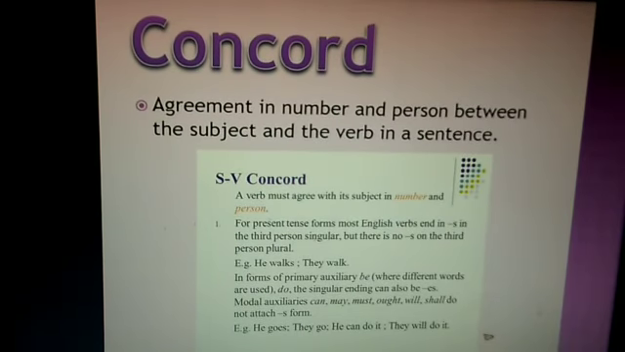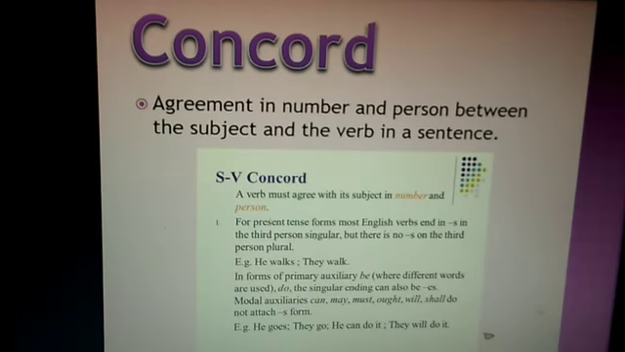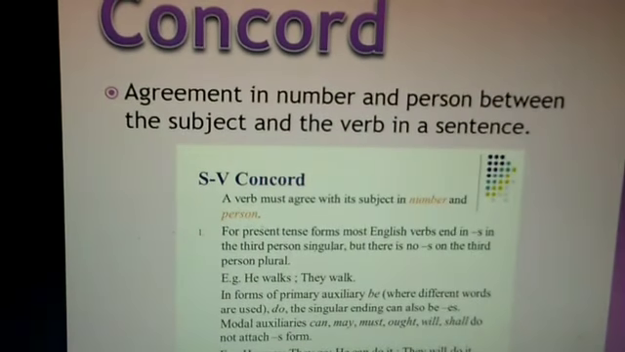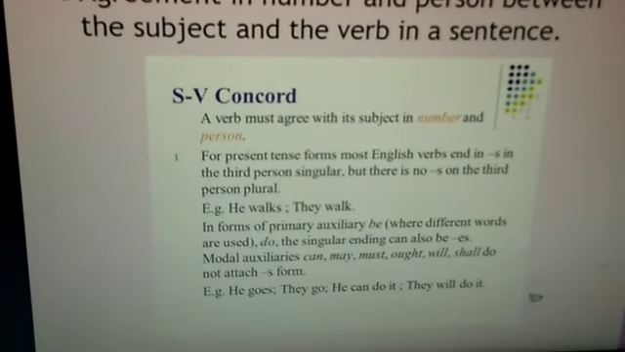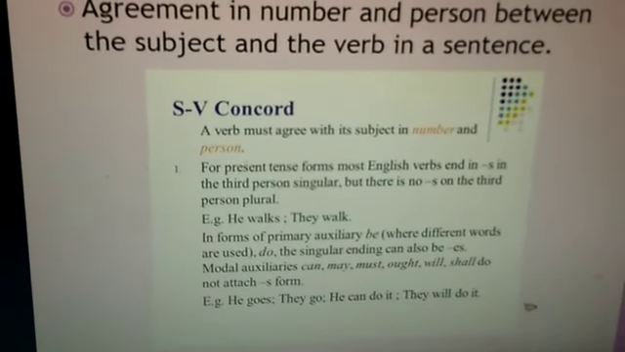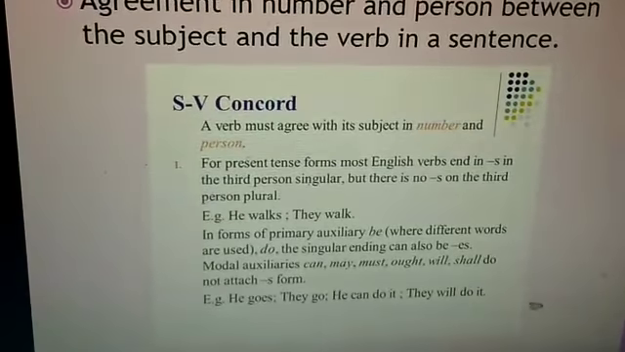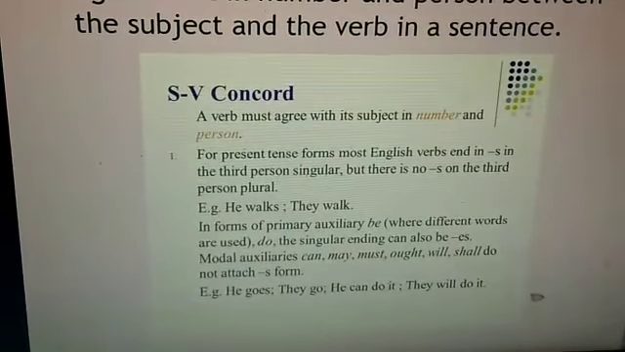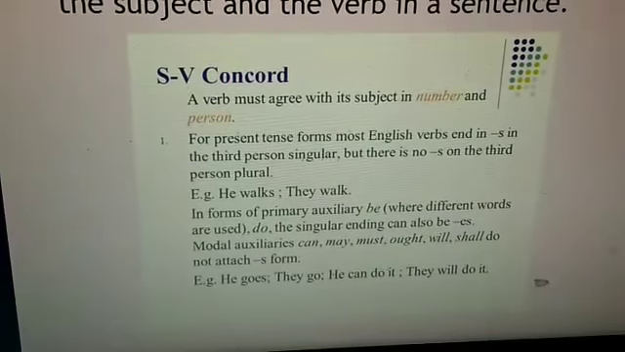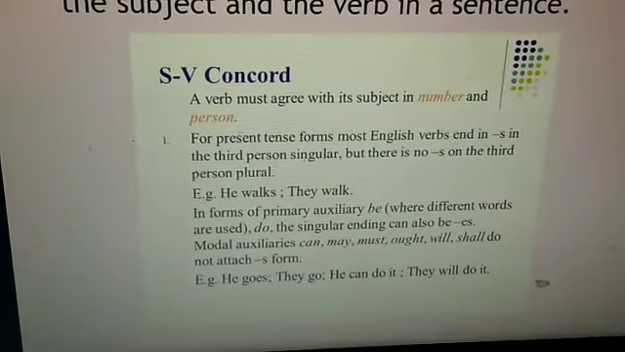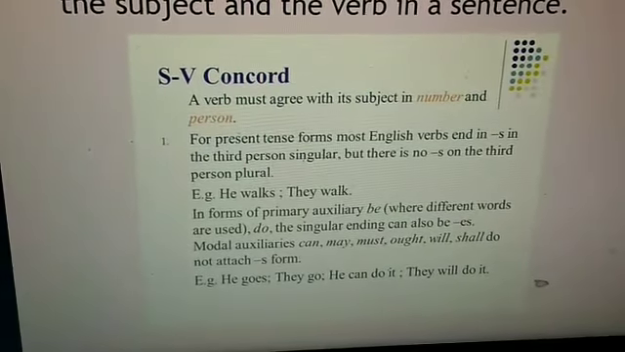First one, for present tense forms, most English verbs end in s in the third person singular. But there is no s on the third person plural. For example, he walks, they walk. Next, in forms of primary auxiliary verbs be, have and do, the singular ending can also be es.